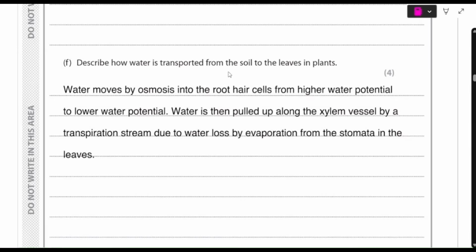Water moves by osmosis into the root hair cells from higher water potential to lower water potential. Then it is pulled up along the xylem vessel by the transpiration stream or transpiration pull, due to water loss by evaporation from the stomata in the leaves.